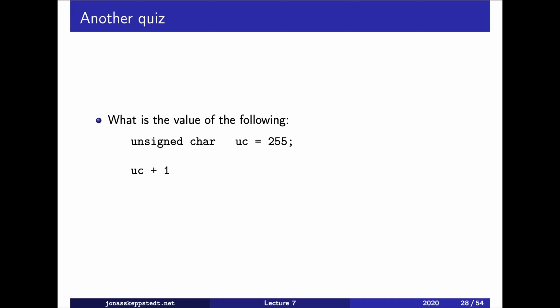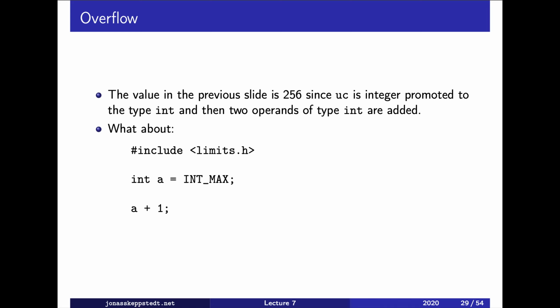Okay, so let's have a quiz. What's the value of this? On campus lectures, the first answer usually is 0, and that's wrong. What happens? Well, what is the type? The type of 1, that's int, and the type of the unsigned char is unsigned char. So this one is converted to an int, since I said operands with a type smaller than int are converted to an int. Okay, so what we do is add 255 in type int and 1 in type int, so the value is 256.